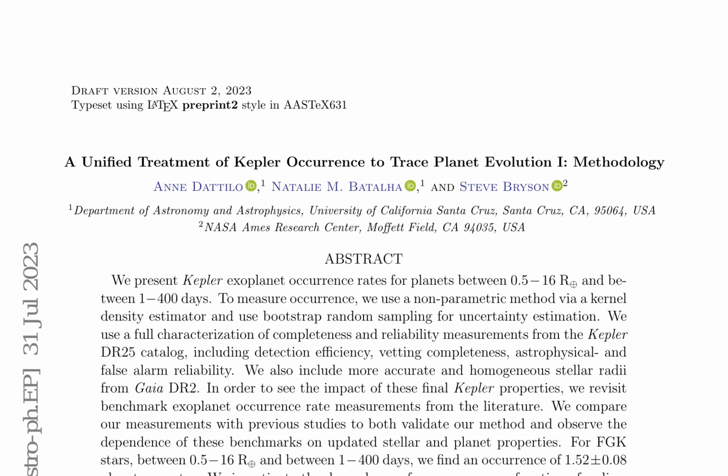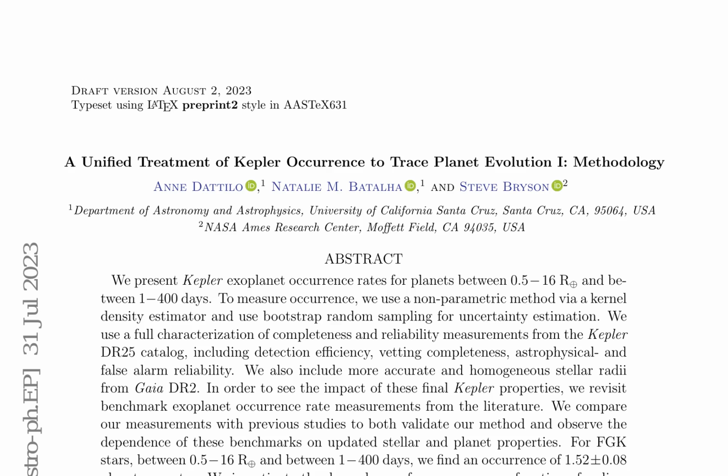This research presents a novel kernel density estimation methodology for measuring Kepler occurrence rates, incorporating various measurement uncertainties, Gaia DR2 stellar radii, and reliability measurements. The approach is validated using a toy model, which quantifies the level of structure that can be measured, kernel density estimation edge effects, and a low completeness boundary.